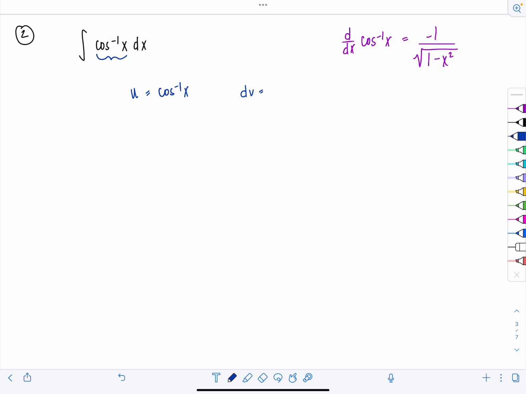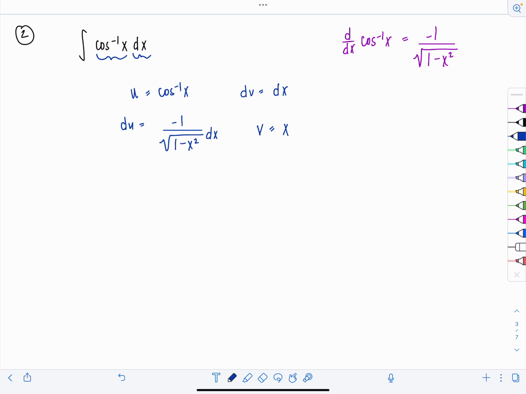And then dv is just dx. Oh, how sweet. Okay, so du then will be negative 1 over rad 1 minus x squared dx. Yes? Fabulous. If you haven't memorized that already, do so ASAP. And then v would be what? Dx is the same as 1 times dx, right? So whose derivative did you take to end up with a 1? Just plain old x.